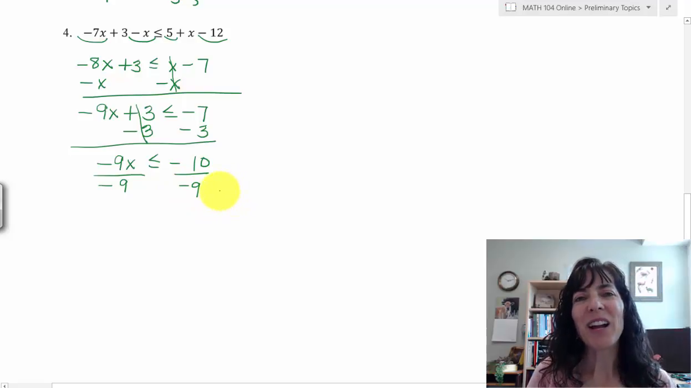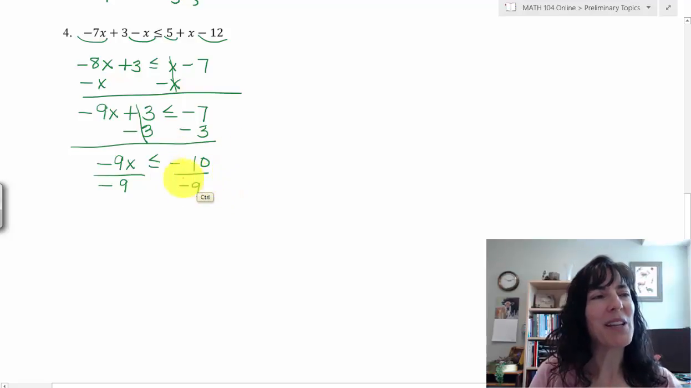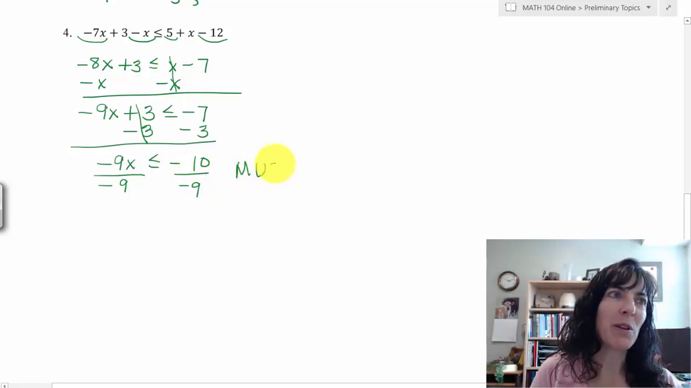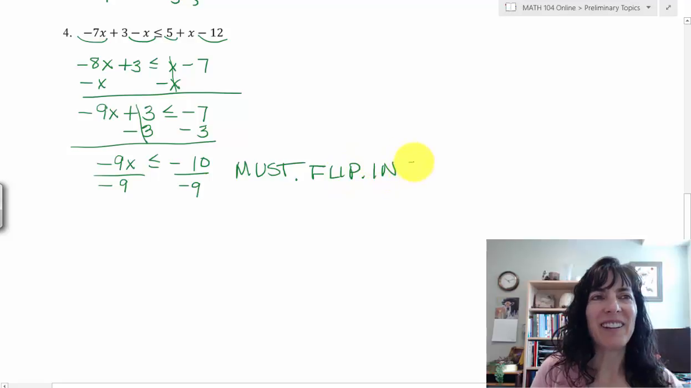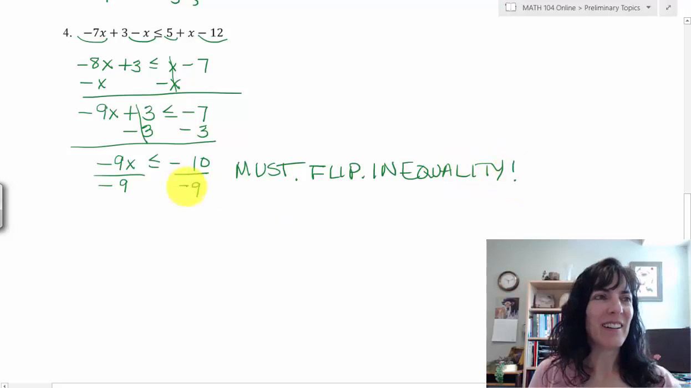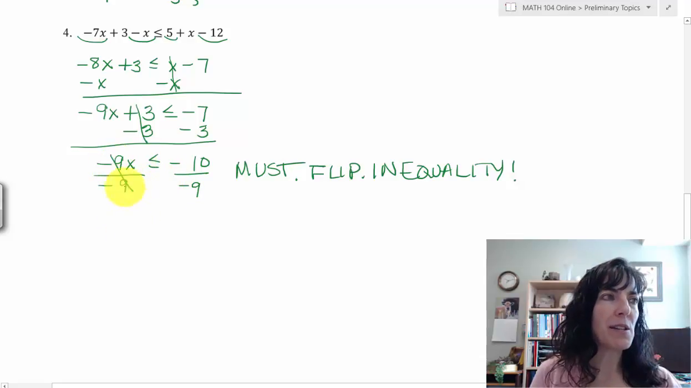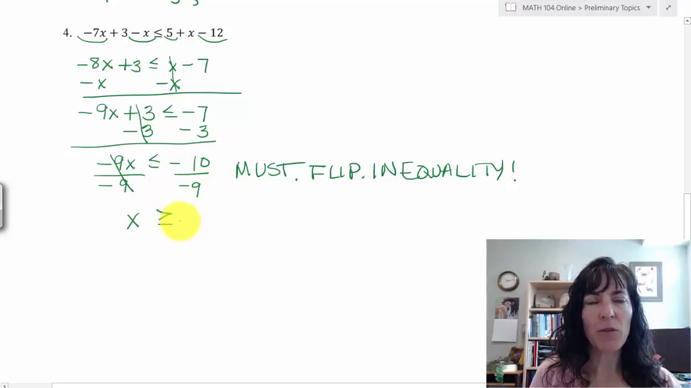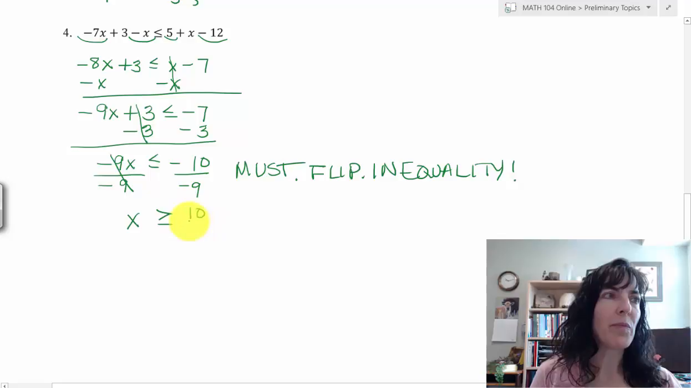Did you hear it? Divide both sides by negative. That means I have to flip, must flip the inequality. I must flip it because I divided both sides by a negative number. So the negative 9s do reduce, which is great, and I have x, and I have to flip to greater than or equal, and negative divided by negative is positive, and 10 divided by 9 is just 10/9.